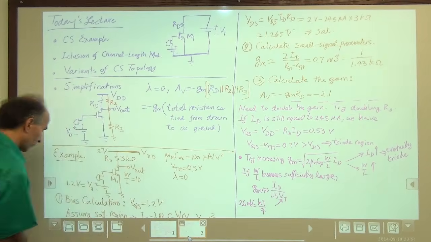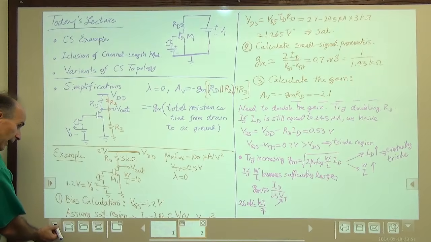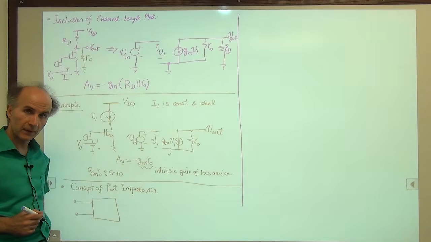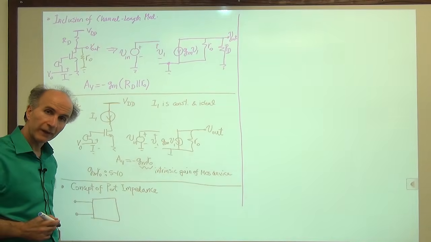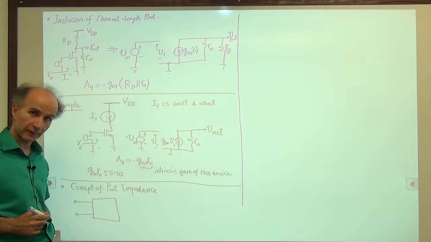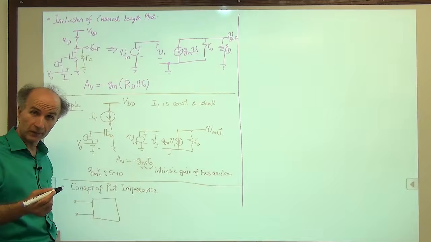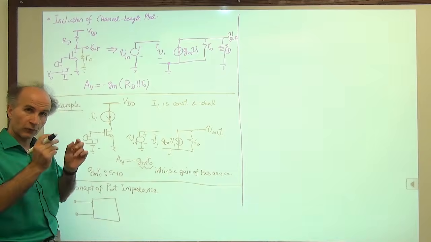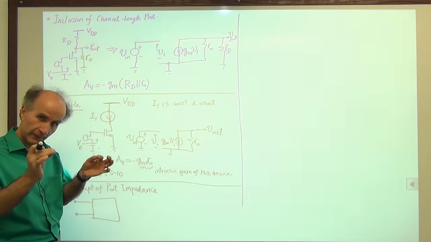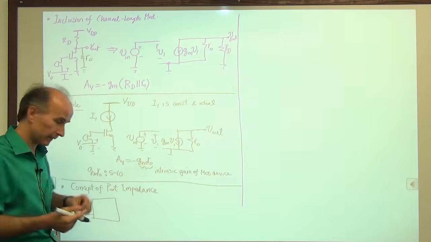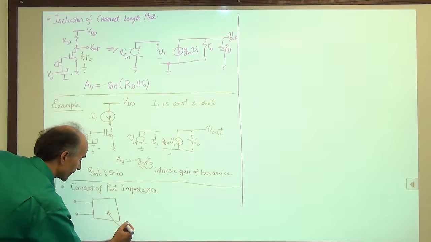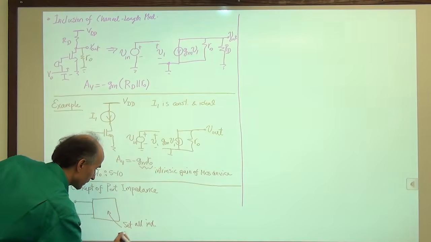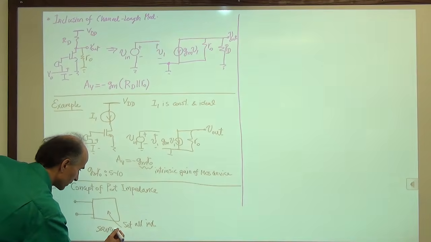So for a port, we can define an impedance. And that impedance is calculated as follows. We do in two steps. Step number one, we kill all the independent sources inside the circuit. By kill, we mean we set them to 0. Every single independent source, voltage source or current source, is set to 0. A voltage source set to 0 becomes a short circuit. A current source set to 0 becomes an open circuit. So I will write here, set all independent sources to 0.